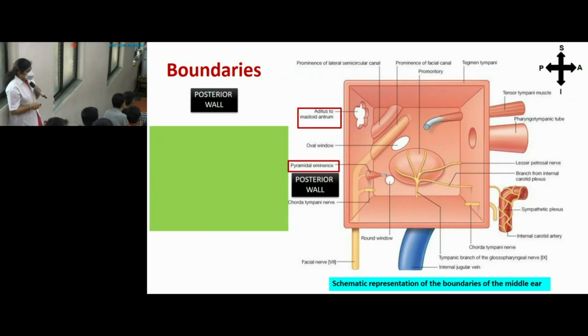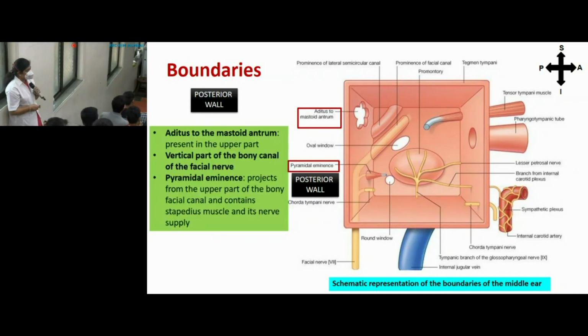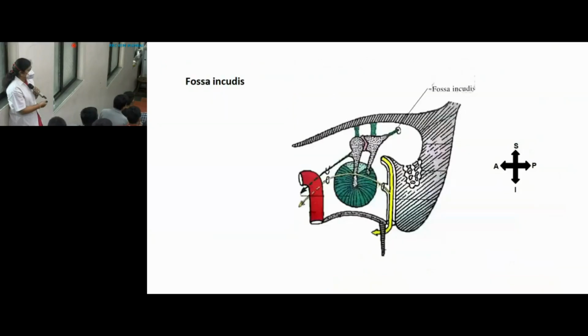Yes, correct. So this is about the posterior wall of the middle ear cavity. Now coming to the medial wall of the middle ear cavity. Okay, before that, yes. The antrum is an extension of the tympanic cavity posteriorly. So you can say the tympanic cavity is extending posteriorly along the upper part of the mastoid process. That extension is called the mastoid antrum.